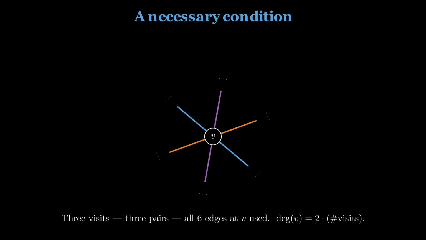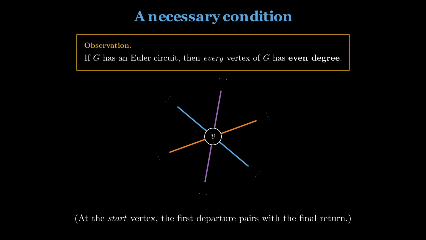In general, the degree of V is twice the number of visits. The start vertex is no exception. There, the very first departure pairs up with the final return. So we have a necessary condition. If a graph has an Euler circuit, then every vertex has even degree.